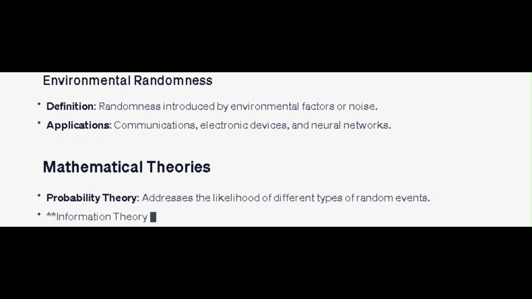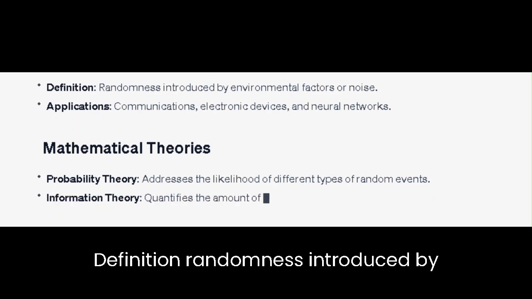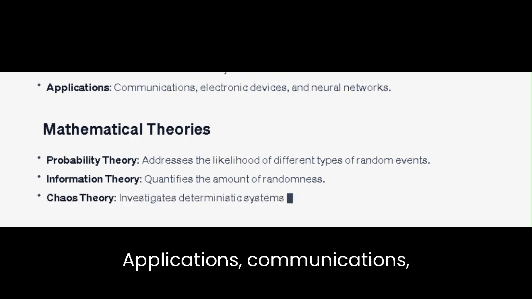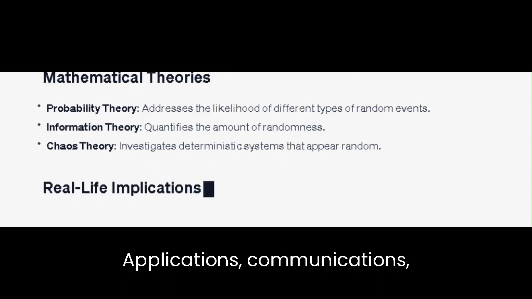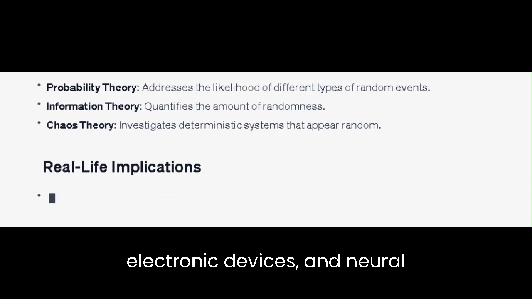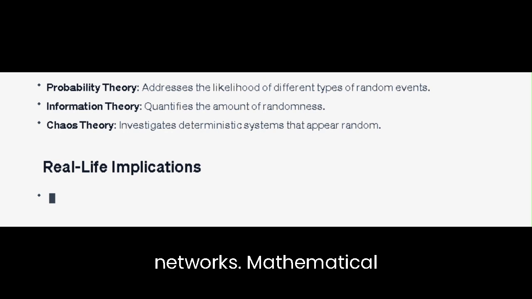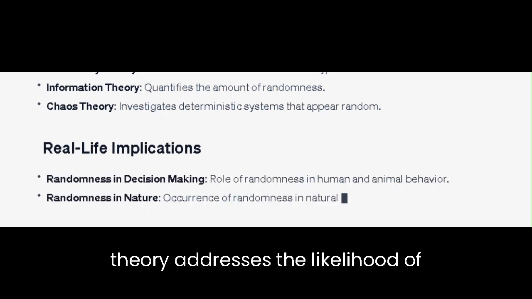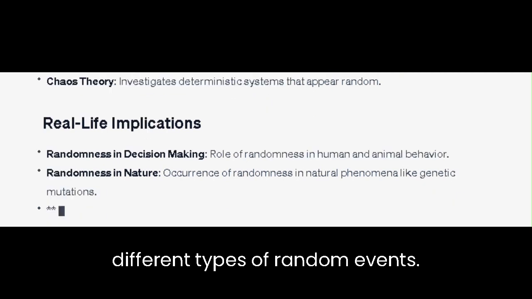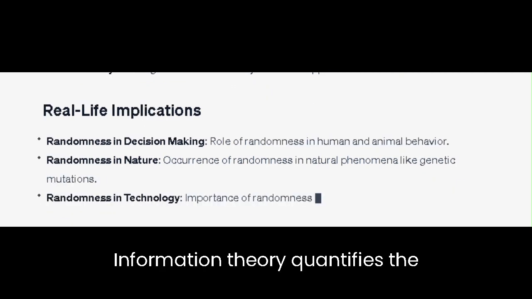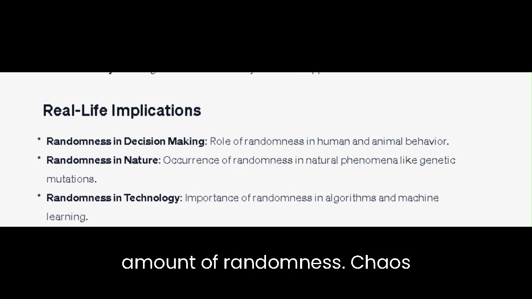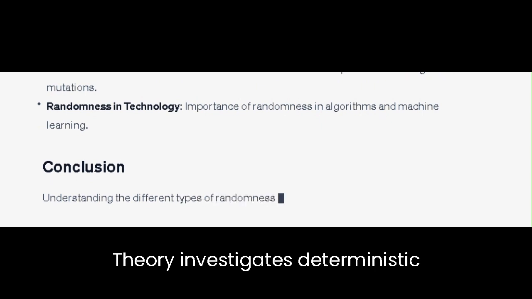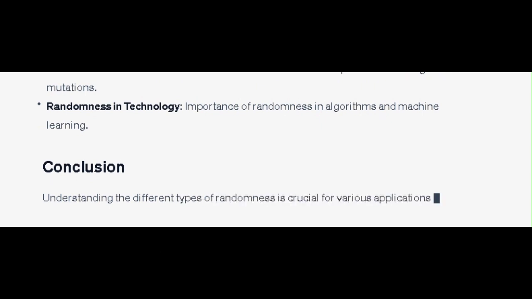Environmental randomness. Definition: randomness introduced by environmental factors or noise. Applications: communications, electronic devices, and neural networks. Mathematical theories. Probability theory addresses the likelihood of different types of random events. Information theory quantifies the amount of randomness. Chaos theory investigates deterministic systems that appear random.